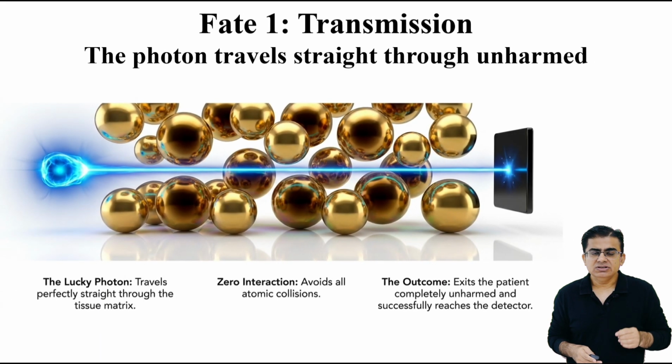I want to show you these three possible fates of an X-ray photon again. The first thing that can happen to an X-ray photon entering the body is transmission. See here. This blue is the X-ray photon. These golden balls are the atoms of a tissue. In this, the X-ray photon travels perfectly straight through the patient's tissue, like this.